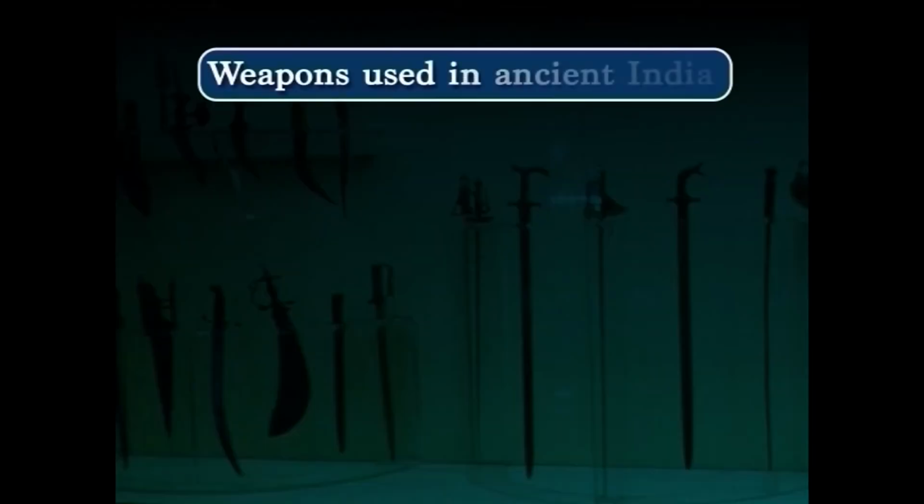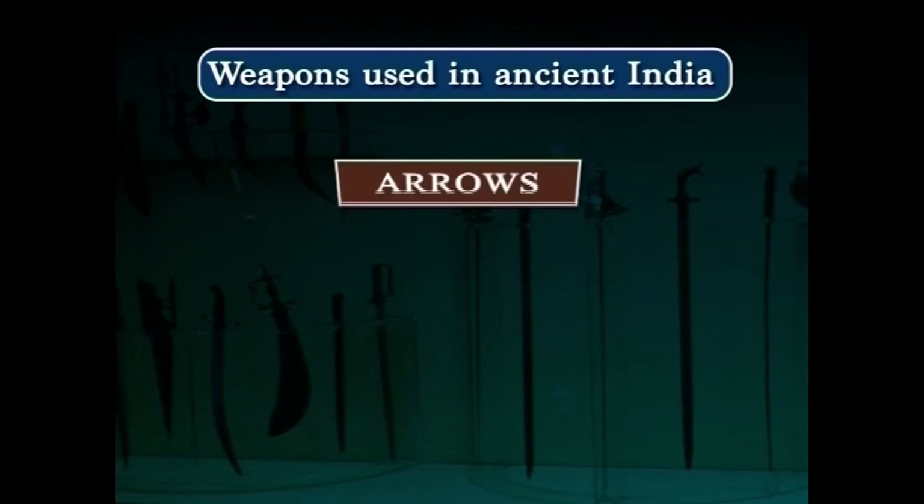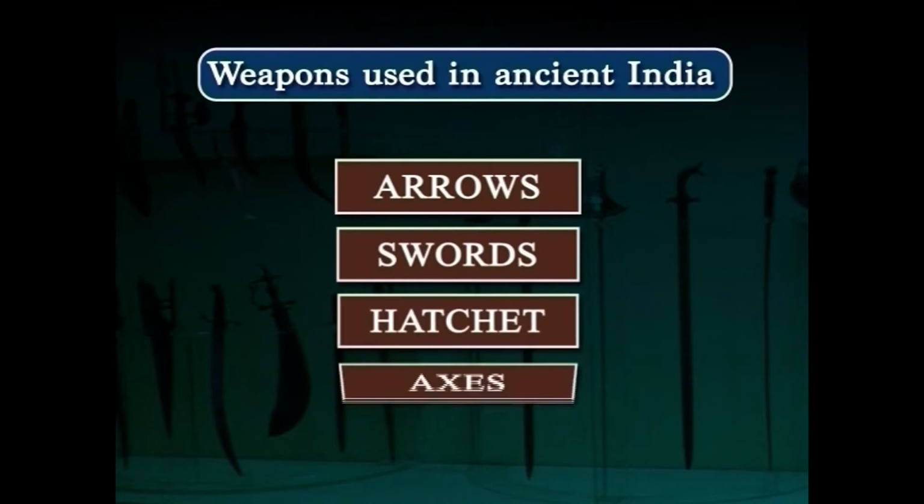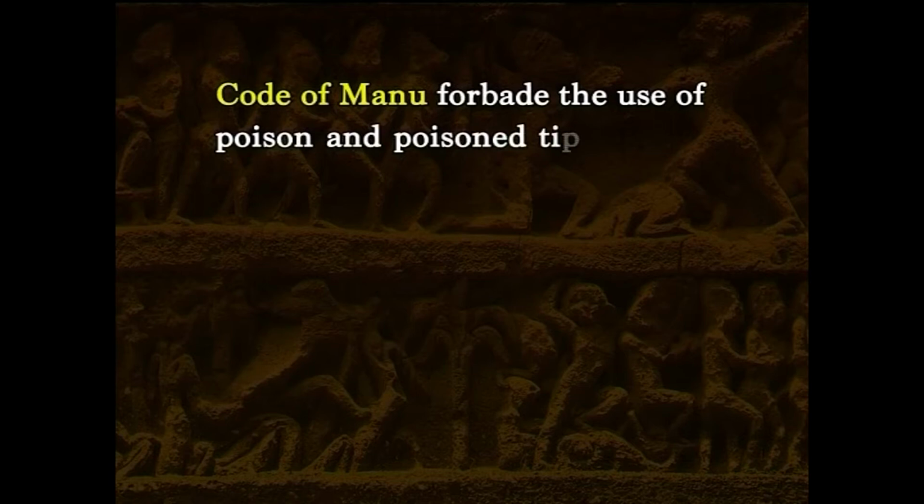In ancient India, weapons like arrows, swords, hatchets, and axes were used. While the use of arrows with poison tips in war was perhaps permissible in the Vedic times, the Code of Manu forbade the use of poison and poisoned tips in war.